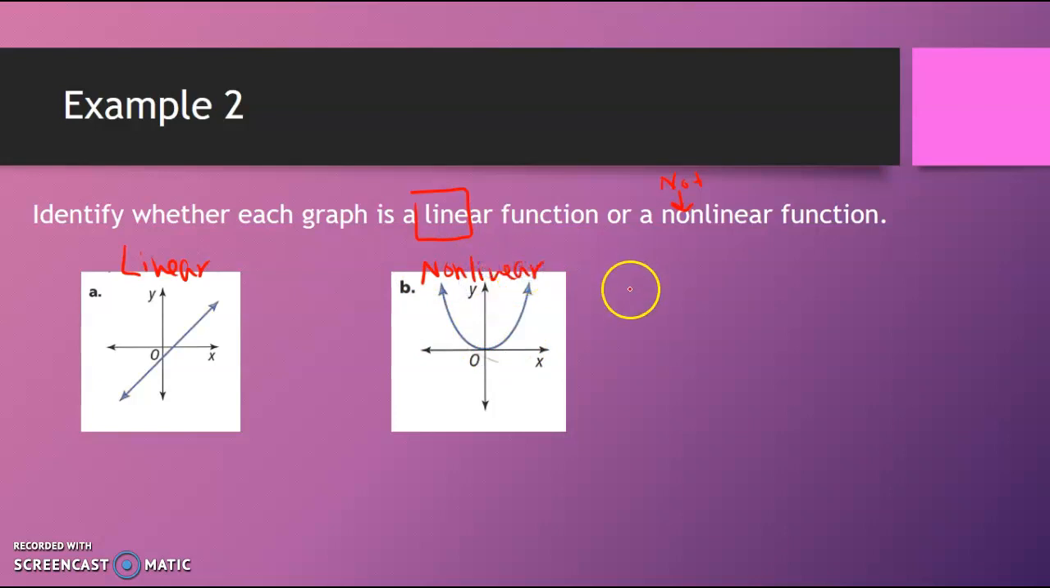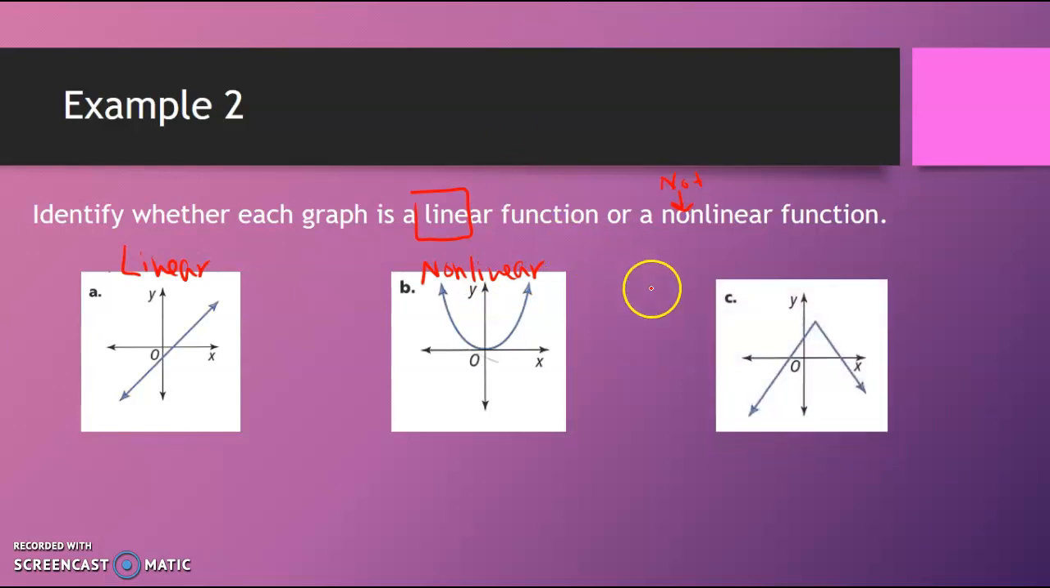In our next one, there we go. On this one, yes, each of these sides creates a straight ray, but this is not linear because we have a positive rate and a negative rate. And so this isn't a constant rate of change. And so this is not considered a linear function. This would be a nonlinear function because it's not just one line.